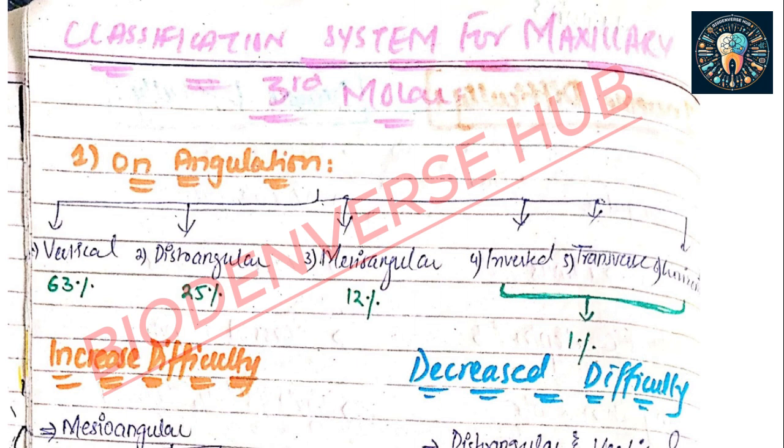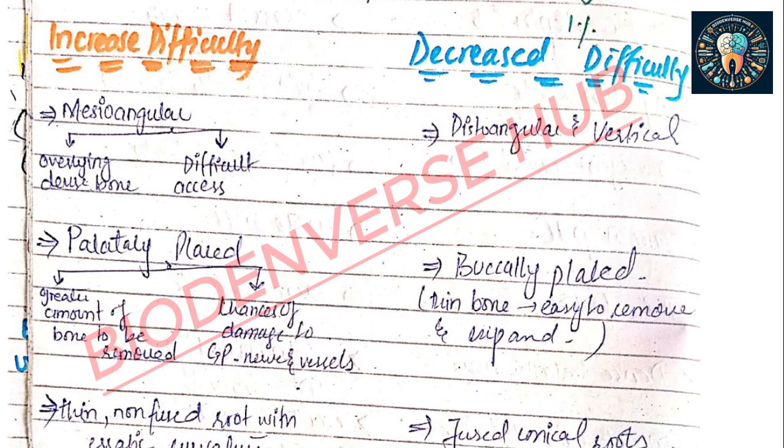Now we will be studying some factors related to the increase or decrease in difficulty level associated with the removal of the impacted third molar. Let us study the angulation first. If the tooth is mesioangular, and overlying there is dense bone, and you also have very difficult access, these three important factors will lead towards the difficult removal of the impacted maxillary third molar. Remember that mesioangular was easier to remove in the mandibular impaction, but in the maxillary impaction, the mesioangular one along with the overlying dense bone and difficult access is very difficult to remove.